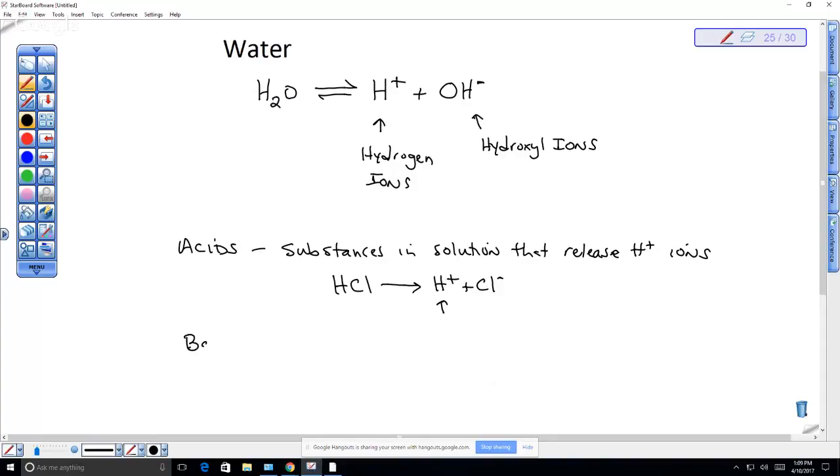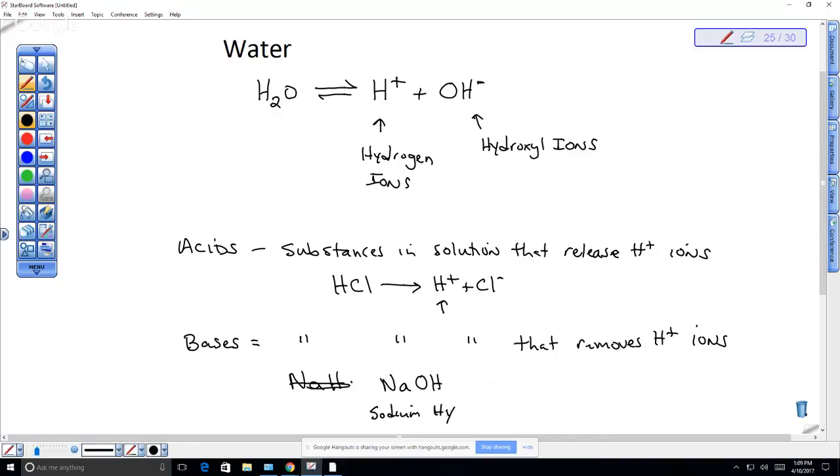A base is a substance in solution that removes hydrogen ions. One that you might have in your kitchen is what is called sodium hydroxide. So this is called sodium hydroxide. And so this is baking soda.